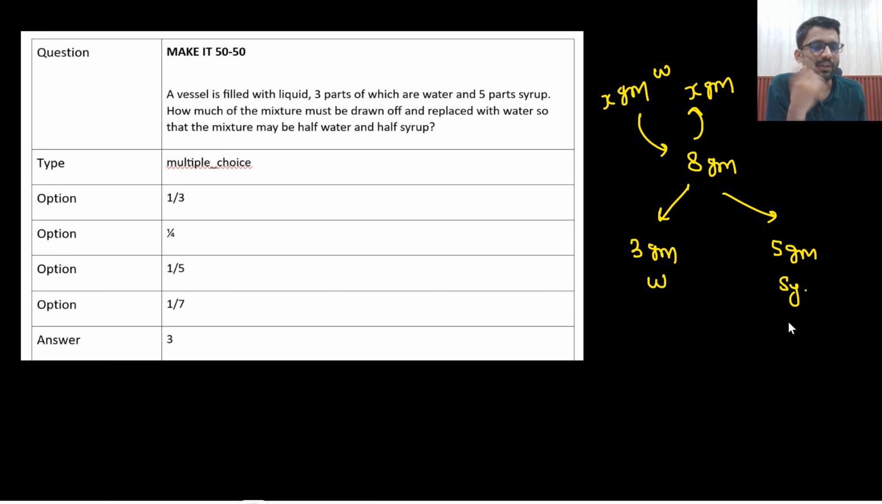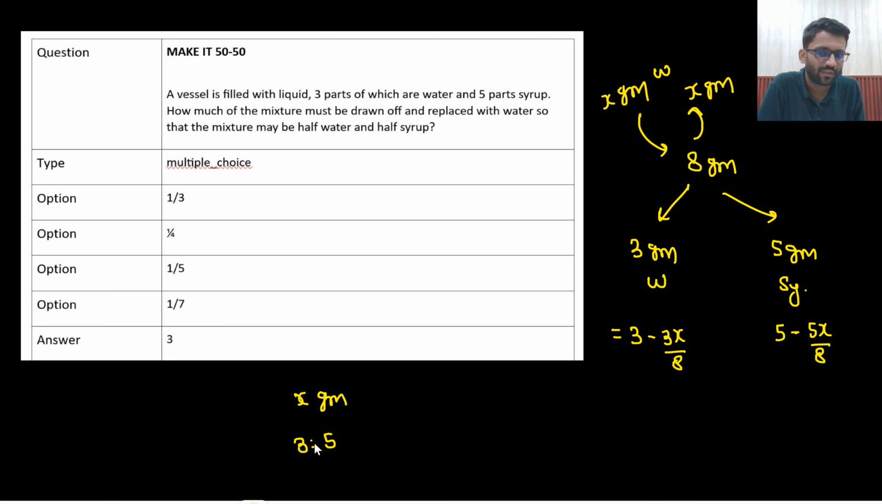Okay. So I told you one thing. Whenever you take out something from a mixture, you will take out in the proportion, right? If I am taking x gram out of this, then I will take 3x by 8 gram of water and 5x by 8 gram of syrup. X gram I was taking out. Water and syrup was in the ratio of 3:5. So water I will take 3 by 8 times and syrup I will take 5 by 8 times. Are you getting this point?